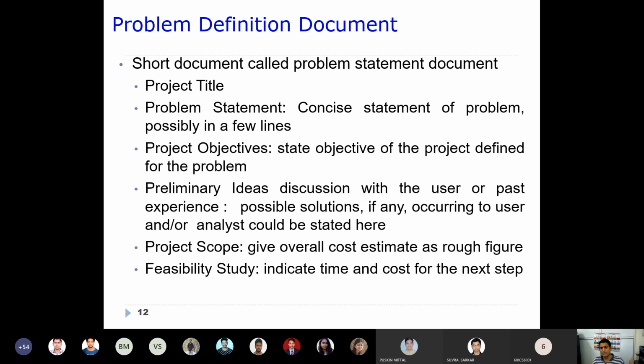And there is a project scope. Here we usually give the project scope in terms of overall cost estimations. If we are trying to give a very rough figure of what the cost would be, through that you will be able to get the project scope also. That means what is considered and what is not considered. And then there is a feasibility study, where we should discuss what time and cost will be required for the next step. That is exactly what is discussed in this part of the section.